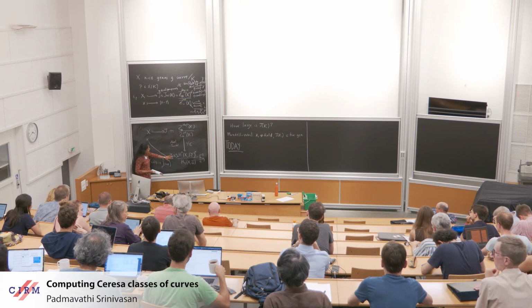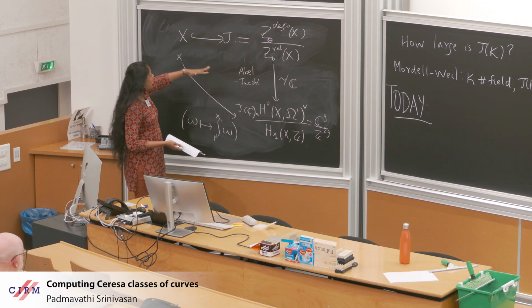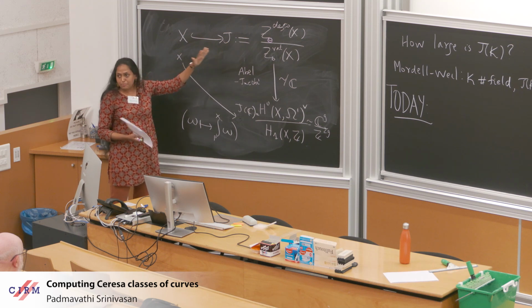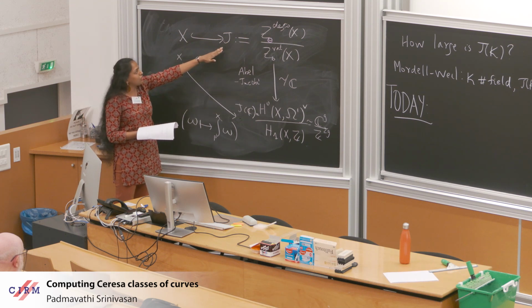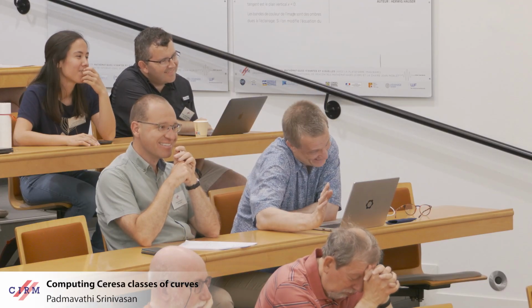So this is the set of complex points of a g-dimensional group variety. But if you start with X over K, this J is actually a nice projective algebraic variety defined over K, and we can talk about its K points.